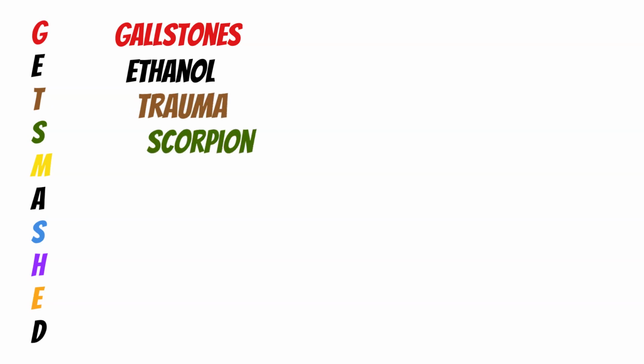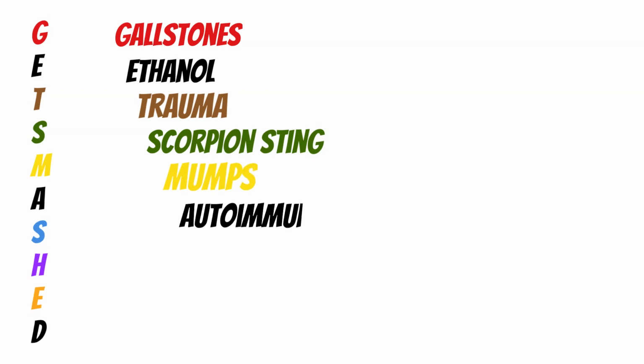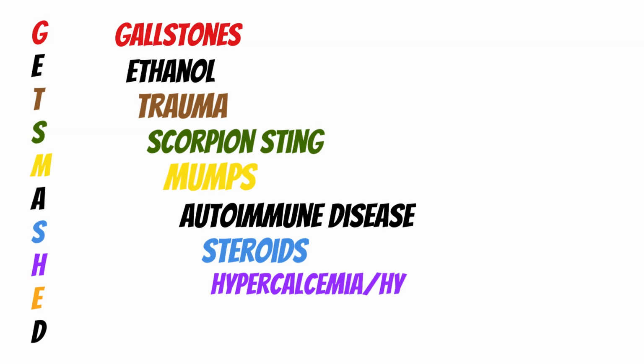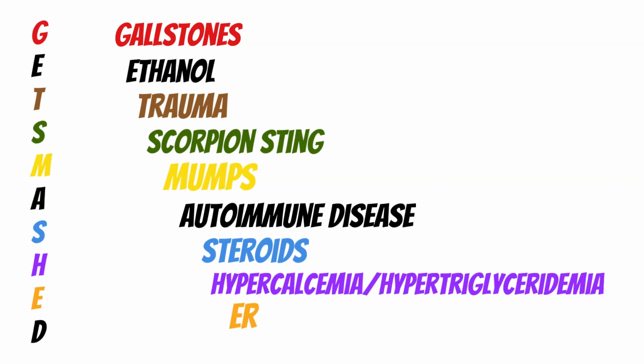So GET SMASHED: gallstones, ethanol, trauma, scorpion stings, mumps, autoimmune disease, steroids, hypercalcemia or hypertriglyceridemia, ERCP, which is a procedure that you undergo to remove gallstones or to examine the biliary tree, and also drugs. So GET SMASHED.